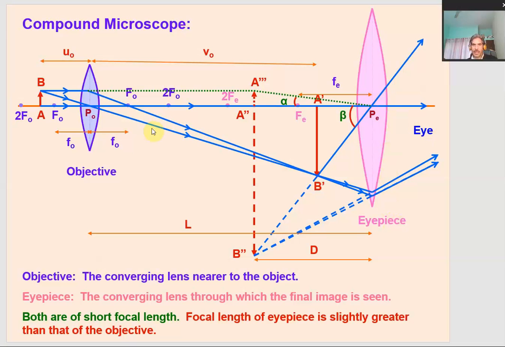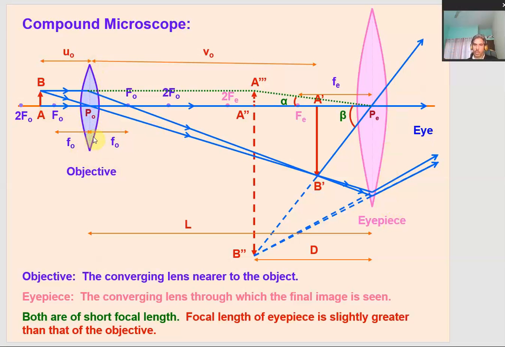The lens which lies close to the object is called the object lens or objective. The focal length and aperture of this objective or object lens are kept small. We take the objective or object lens of short focal length and short aperture.